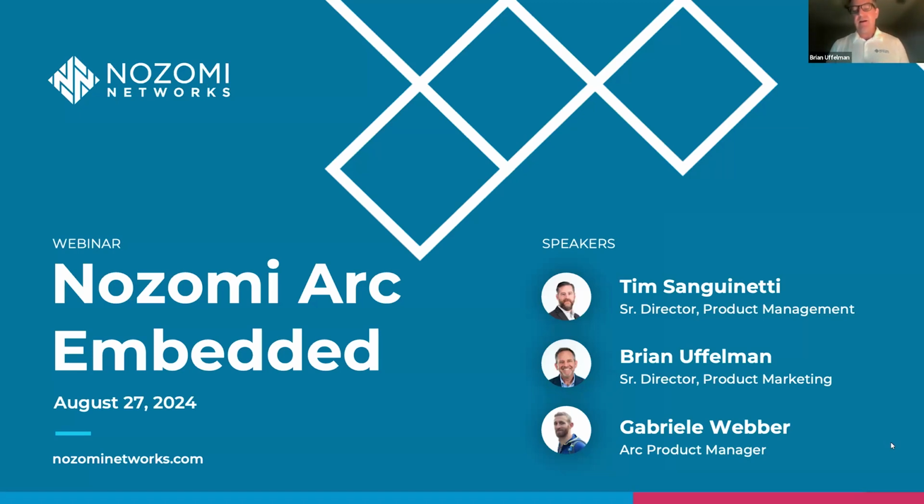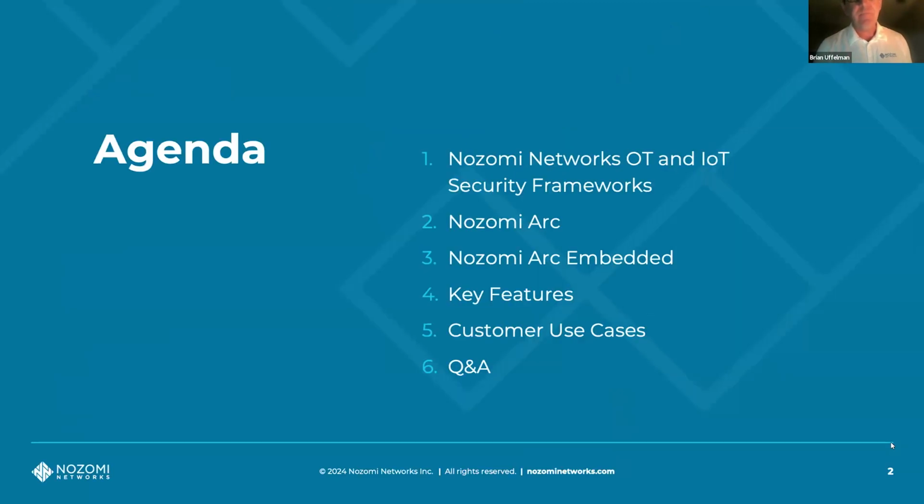I'm joined by Gabriele Weber, as well as Tim Sanguinetti. And we're going to be talking about Arc Embedded today. This is a new feature that we launched last month, and it provides the visibility and security into the lowest levels of the OT and IoT network.